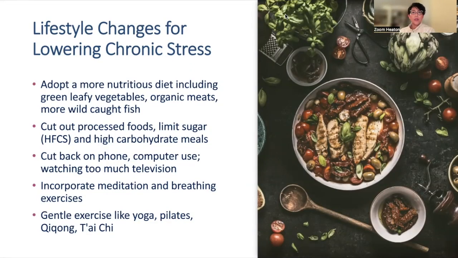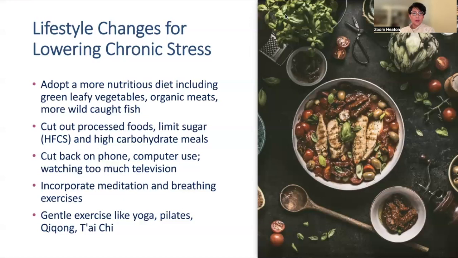So some more lifestyle changes for lowering chronic stress. We do need to adopt a more nutritious diet, including green leafy vegetables and organic meats, more wild caught fish. We got to give it good fuel so that our engine can work better. Cut out processed foods, limit sugar, like your high fructose corn syrup and high carbohydrate meals. That just slows our bodies down. Cut back on your phone, computer use, watching too much TV, especially with all of the bad news that's coming in, whether it's local or worldwide. There's so much stress there just knowing about all the bad things that are going on in the world.